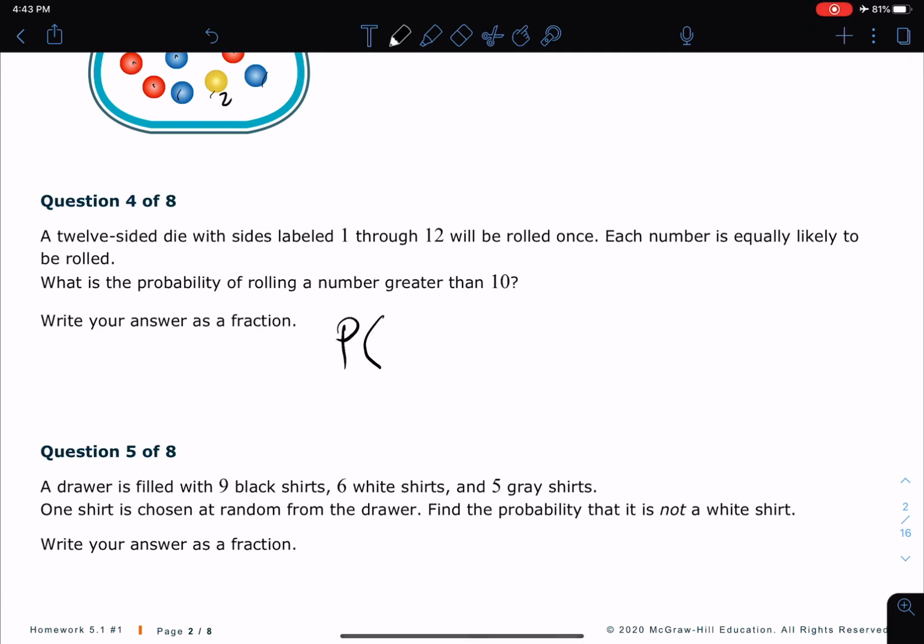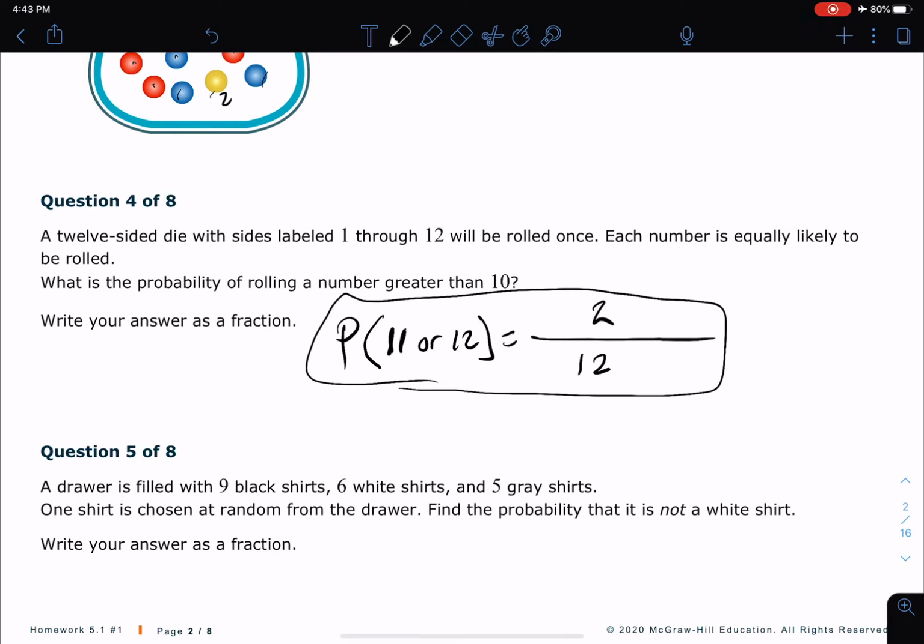So what's the probability of rolling a number greater than 10? Well, that's rolling an 11 or rolling a 12. The event of rolling 11 or 12 has 2 possibilities. And what's the total sample space? There are 12 different numbers that you can roll on a 12-sided die. And so that's the answer, 2 out of 12.